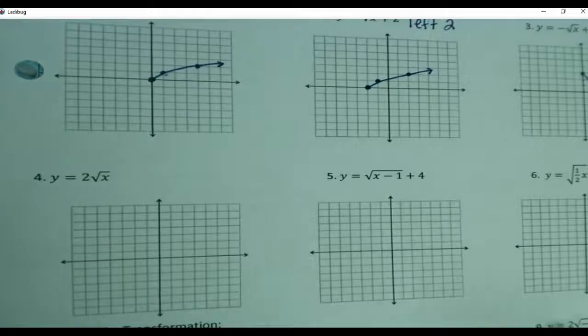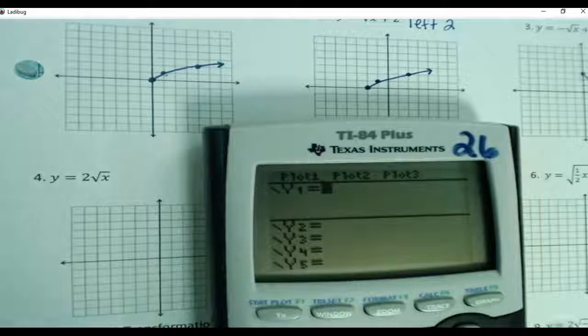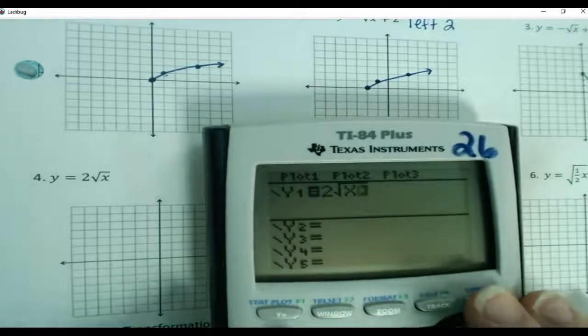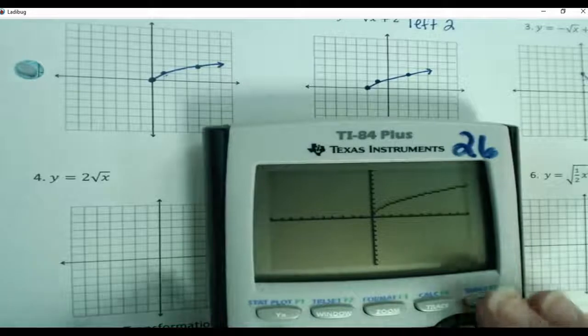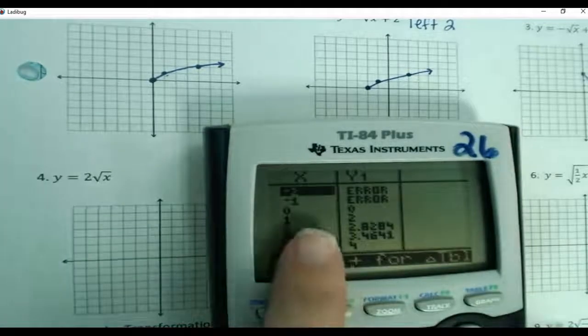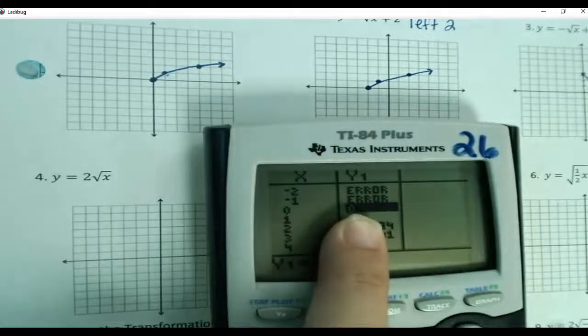Now, if you don't know that or you can't remember that, you can still type it in just like what we did yesterday. So you can say 2 square root of x. And then if you want to see what it's going to look like, you can graph it. And then you can look at the table. So again, we want that first point, which is 0, 0. Well, if I think about it, 0 times 2 is 0. So that point doesn't change.